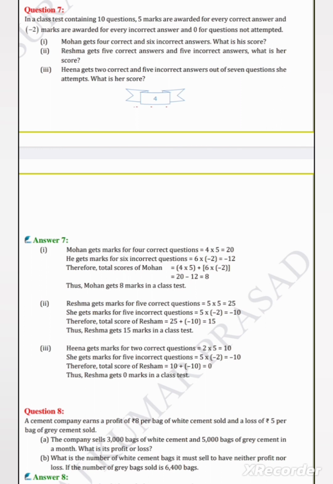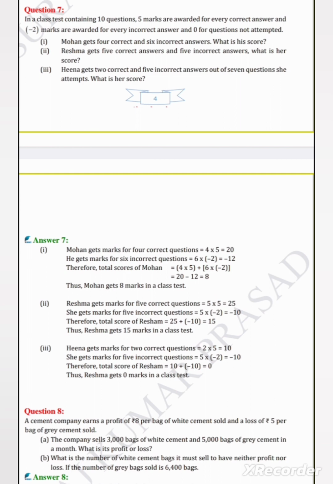And therefore the total score of Mohan. Total means addition, so let's do 4 into 5 plus 6 into minus 2. 4 into 5 is 20, and 6 into minus 2 is minus 12. 20 minus 12 is equal to 8. Thus Mohan gets 8 marks in the class test.